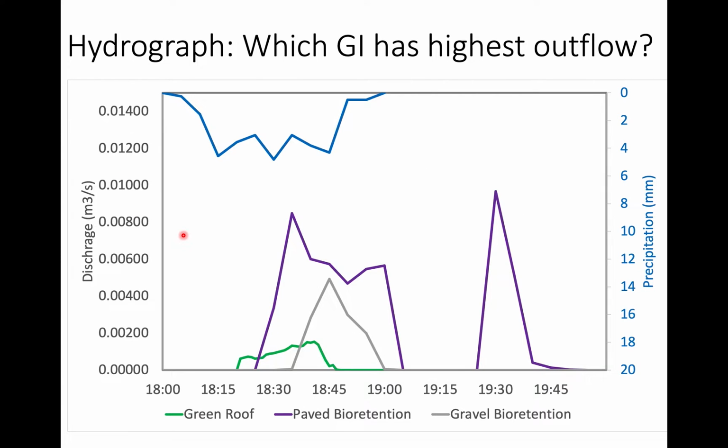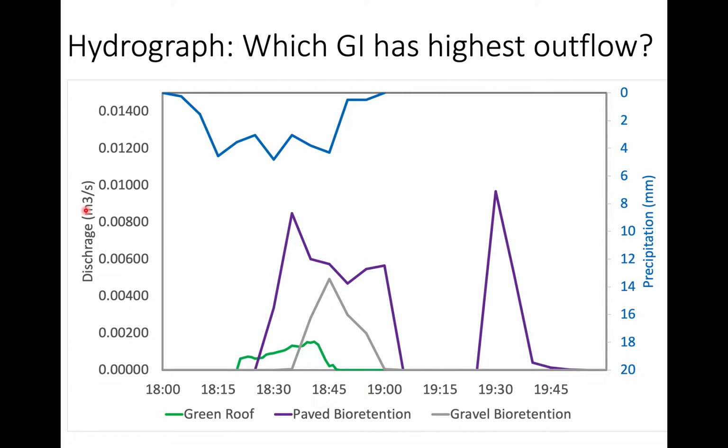Okay, so this is an example hydrograph. This is showing 3 forms of green infrastructure at a single site for a single storm. So we actually have a hydrograph, right? Rainfall coming down from the sky here in blue. And then we have flow coming off a green roof and 2 different bioretention cells, all receiving the same rainfall. And this is in units of cubic meters per second.